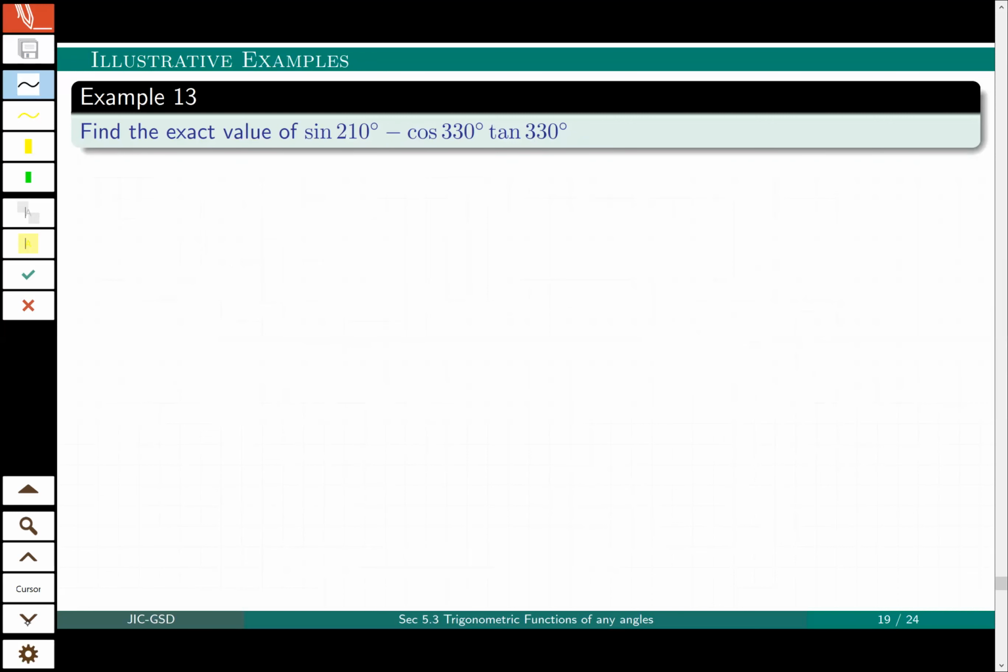Now we have two angles, 210 and 330. So 210, as we just said, is in quadrant number 3, and the reference angle, 210 minus 180, will give me the reference angle, which is 30.